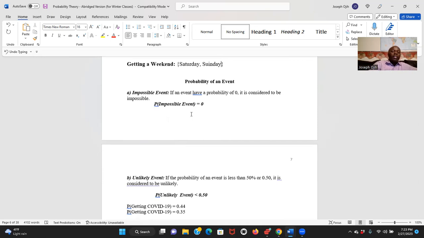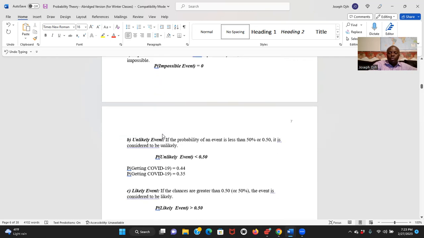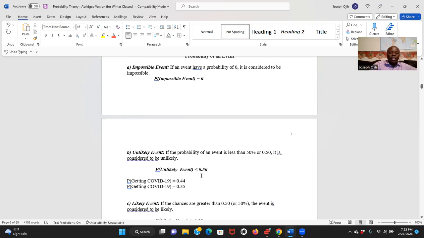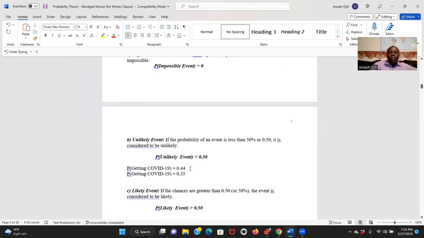Then there's the unlikely event. An unlikely event can occur. It's possible, but it has a very slim chance, usually less than 50% chance of occurring. Like the probability of getting COVID-19. During the pandemic, many people got it. It's possible, but many people didn't get it, so it's unlikely. It has a probability of 44%, which means it's possible to happen, but not always.